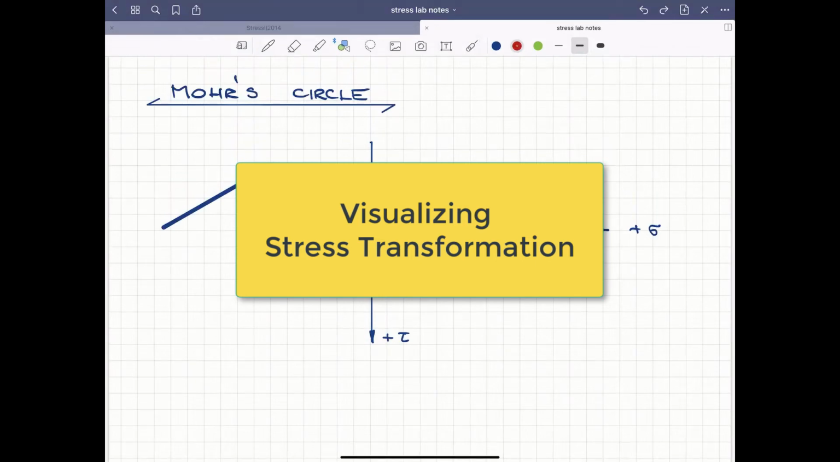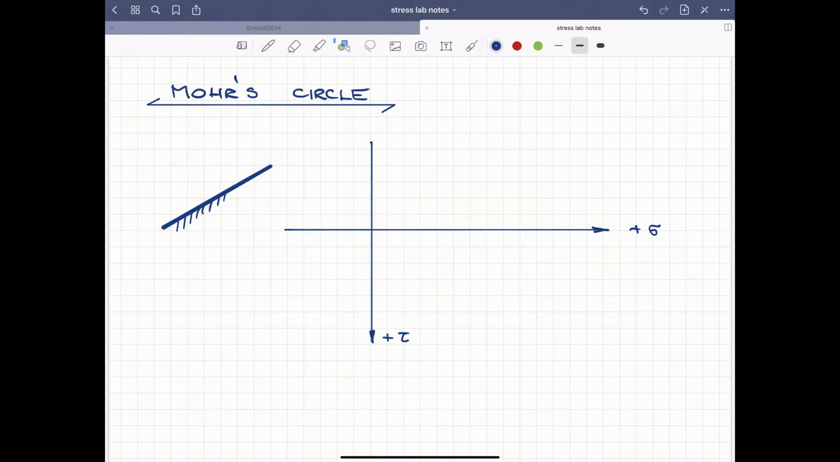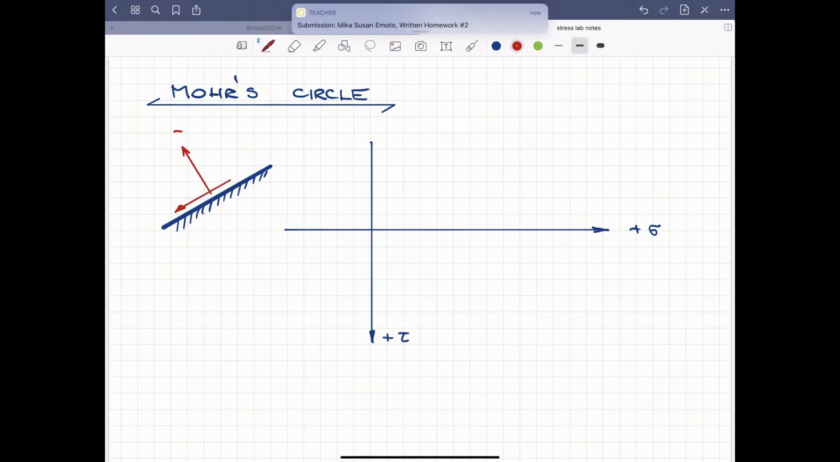Now we are trying to visualize the stress transformation equations. The best tool for this is known as Mohr's circle. Let's start with a single surface on which we find a normal stress and a shear stress. We want to call the normal stress sigma and the shear stress tau, so that's consistent with what we've done in class.